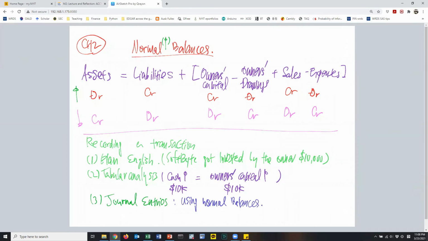Using normal balances. Okay, in the next video, first of all, I will introduce the use of spreadsheets using Excel, and then we will prepare journal entries using specific cases. Okay, then see you there.